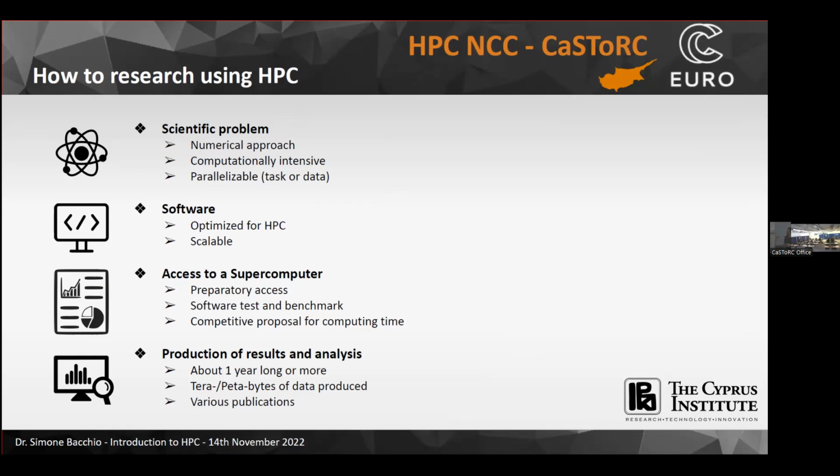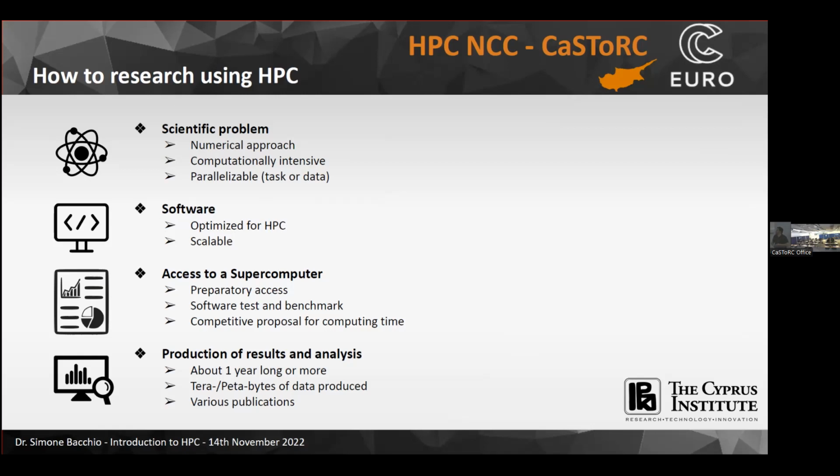Then you have the software. Of course, you need a piece of software that can run on this system. And most probably it's not the code that you are using on your laptop, because this software needs to be optimized for HPC and needs to be able to be scaled, so it needs to be able to run in parallel on multiple nodes. And this is another point that either you already have, or you can look for software that already exists that does your calculation, or you need to produce it.